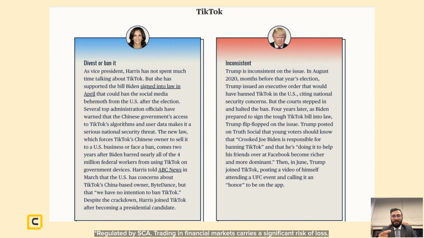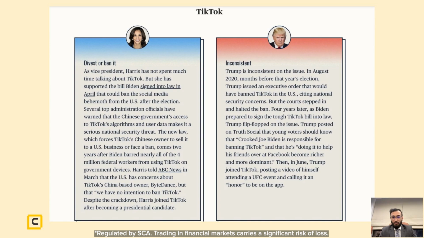Trump is inconsistent on the issue because in August 2020, a few months before the last election, which happened in 2020, Trump issued an order that would have banned TikTok in the US, and that was because of national security concerns. But then the court stepped in and halted that ban. Four years later, Joe Biden again prepared to sign the tough TikTok bill into law.